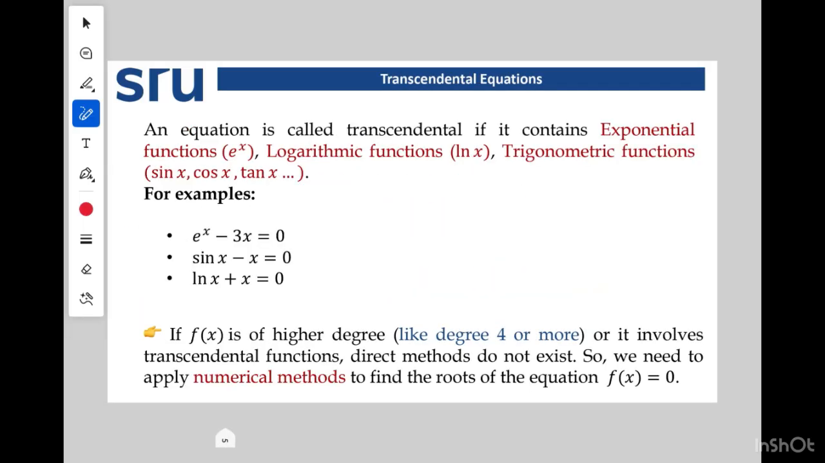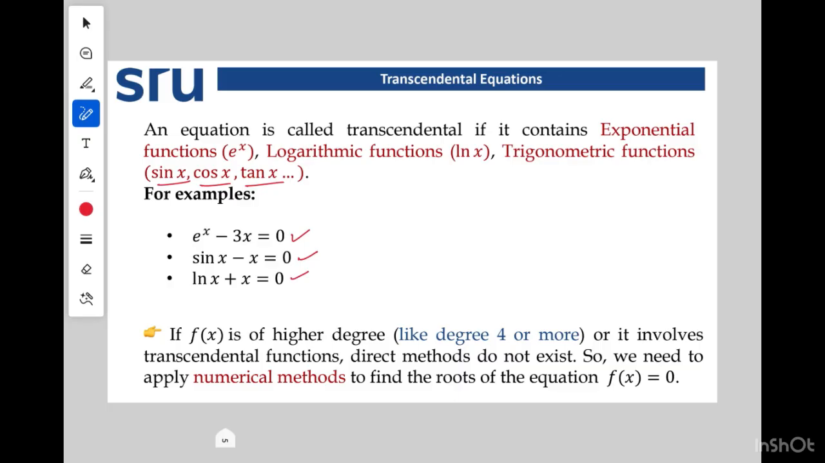Now, what is a transcendental equation? An equation is called transcendental if it contains exponential functions, logarithmic functions and trigonometric functions like sin x, cos x and tan x. For example, e to the power x minus 3x = 0. This function contains an exponential term. Also sin x minus x = 0, and log x plus x = 0. All these functions are transcendental functions.